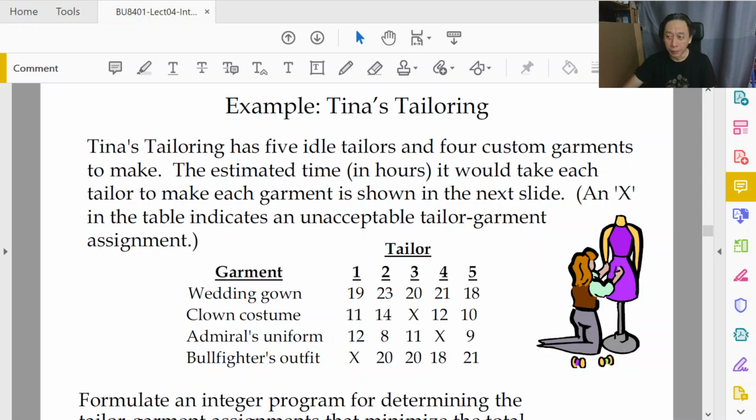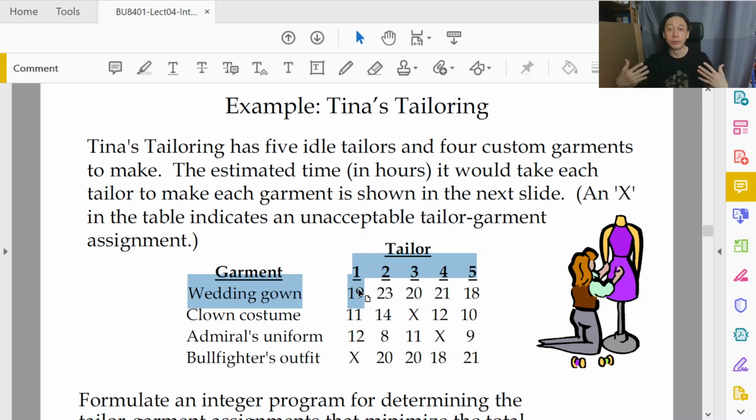So here's Tina's tailoring example. Very simple kind of situation. Nevertheless, it's a situation that we quite commonly encounter. In this tailoring shop, there are five tailors, and there are at the moment four pieces of work to be done, four garments to be sold. And the estimated time in hours, so we gather the cost of performing the task. Worker one performing the task of completing the wedding gown will take 19 hours.